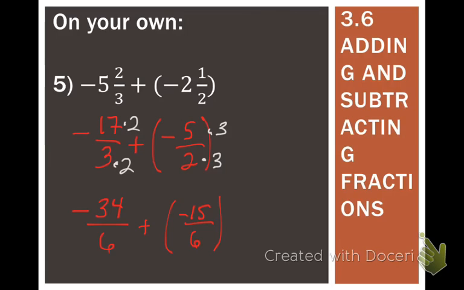15/6. And then I just do the integer operation. Negative 34 plus negative 15 is negative 49. And 6 goes in there 8 times, so the answer is negative 8 and 1/6. I do a quick double check. 6 times 8 is 48, plus 1 is 49. Good, there's your answer. Good job.